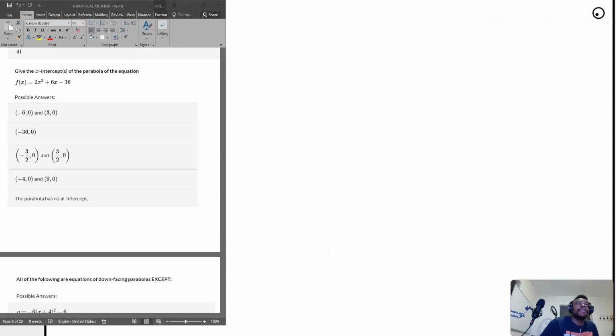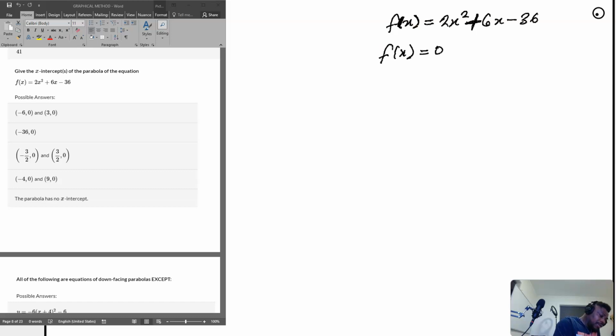Now this question: give the x-intercepts of the parabola of the equation f of x is equal to 2x squared plus 6x minus 36. Now we are asked to find the x-intercepts of this function. x-intercept simply means where the curve cuts the x-axis. And that simply means the root of the equation. So that is f of x will be equal to 0. That is 2x squared plus 6x minus 36 is equal to 0.